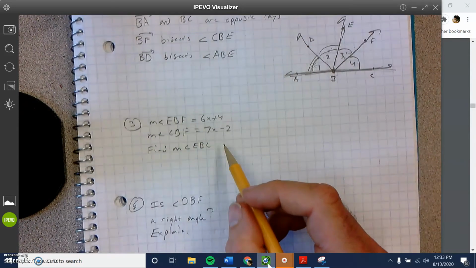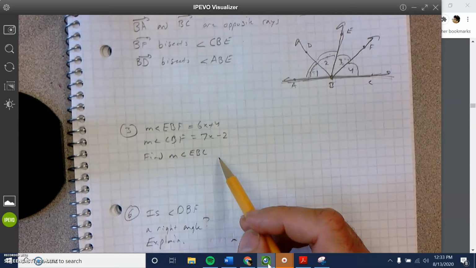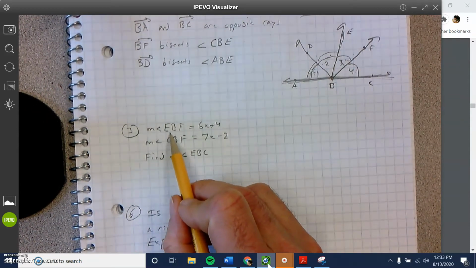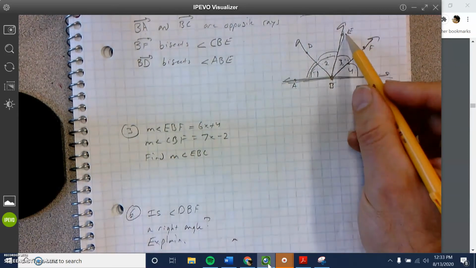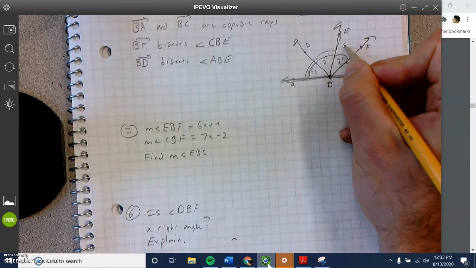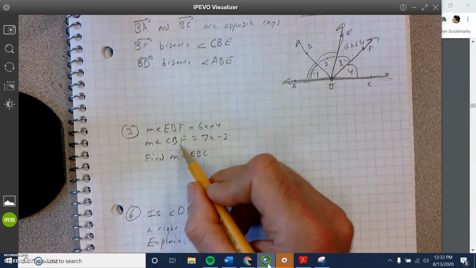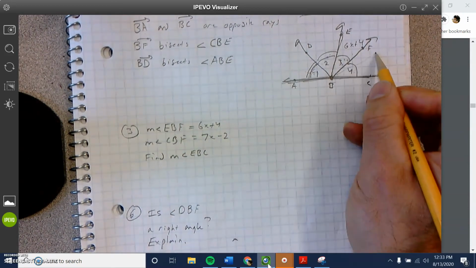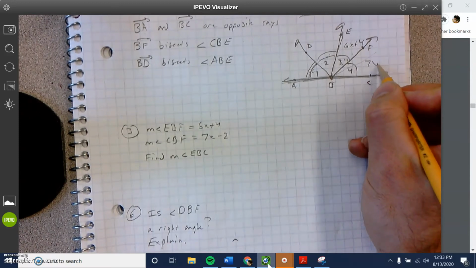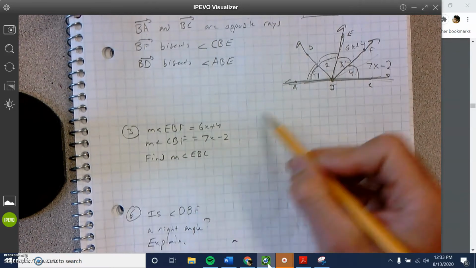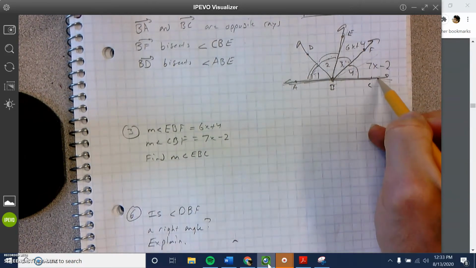All right, let's do number 3. Pause the video, see if you can do it. All right, let's see if you got the same thing as I did. Measure of angle EBF. So EBF is 6x plus 4. And the measure of angle CBF, notice how I trace it every time, is 7x minus 2. Find the measure of angle EBC. So you'll find this whole angle right here.